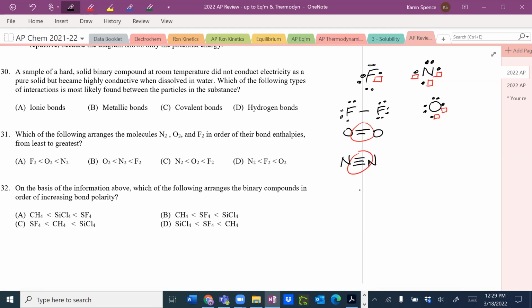So if we have more shared electrons, what can we say about the strength of the bond?